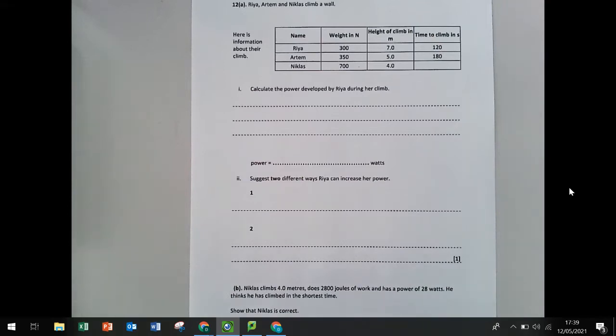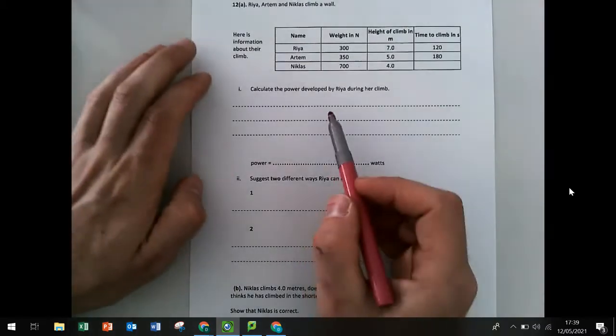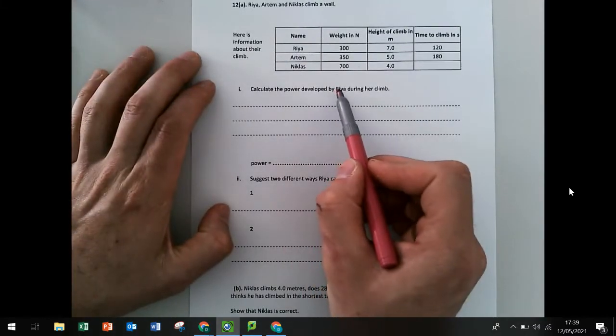In this video, we are going to look at a question on power. Pause the video now and try all parts of this question. Part I asks us to calculate the power developed by Rhea during her climb.